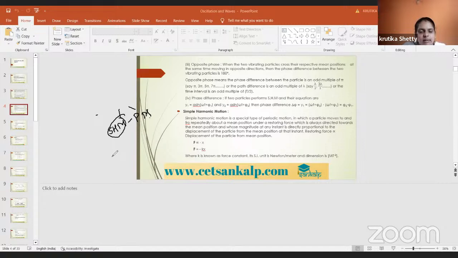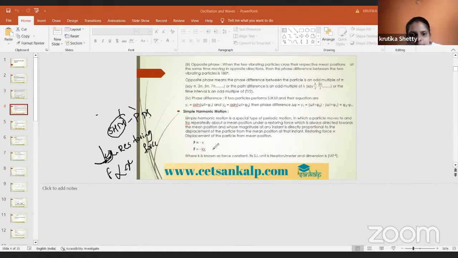So this restoring force, whatever it is, is directly proportional to the displacement. Here you can see that after the restoring force, there is a displacement. It is directly proportional to the displacement of the body. Here we will consider the minus sign, meaning the restoring force and the displacement will be in opposite directions.